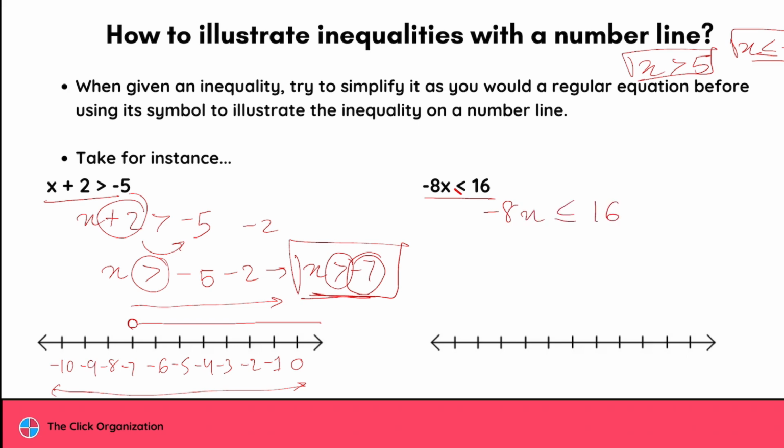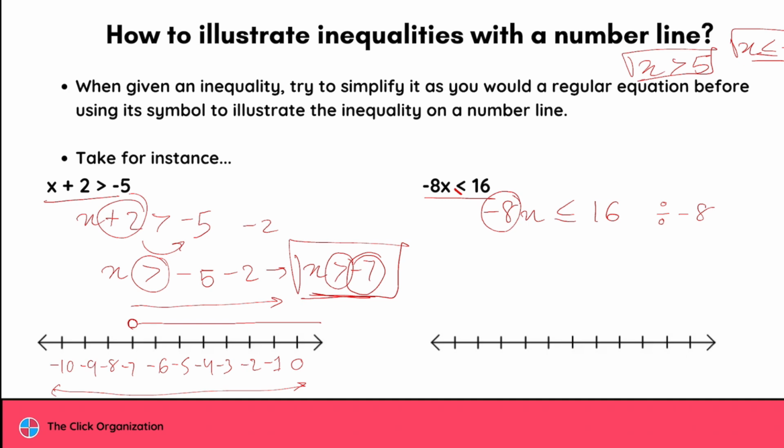Now for this equation, we can see that we need to use a multiplication, a division operator to cancel out this minus 8 over here. However, there's something peculiar that happens whenever we do that. Let's first divide minus 8 with the whole expression that we have.